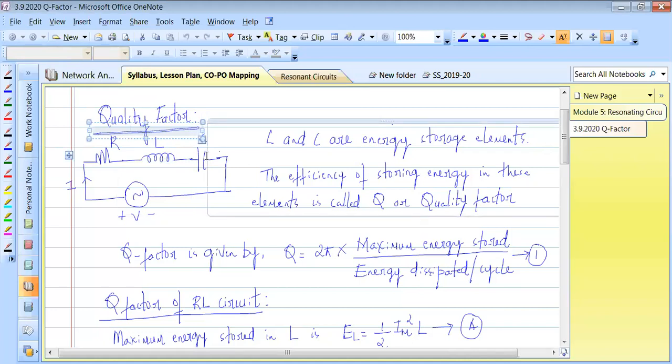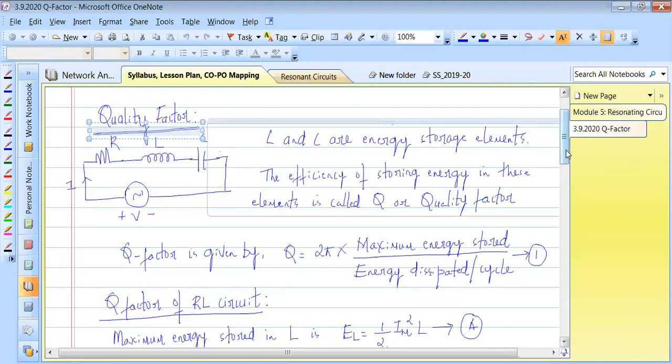So you should understand that quality factor is a number and it's a measure of how good the storage elements are. Get that point? Again, if L and C are good storage elements, your quality factor would be a bigger number. If they are not so good, your quality factor would be a smaller number.